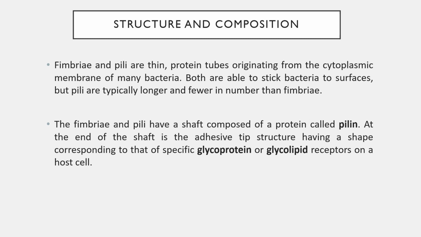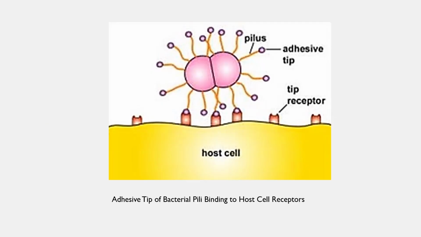At the end of that shaft, there is an adhesive structure or the adhesive tip that has a particular shape which corresponds to the specific glycoprotein or glycolipid receptor on the host cell. It will get clearer to you with the help of this image: there's a shaft protein which has this adhesive tip, and this tip corresponds to this structure having the glycoprotein or glycolipid which is present on the host cell. So this host cell contains this tip receptor, and the adhesive tip of the pili or fimbriae gets attached to it as they have the corresponding shape as well.